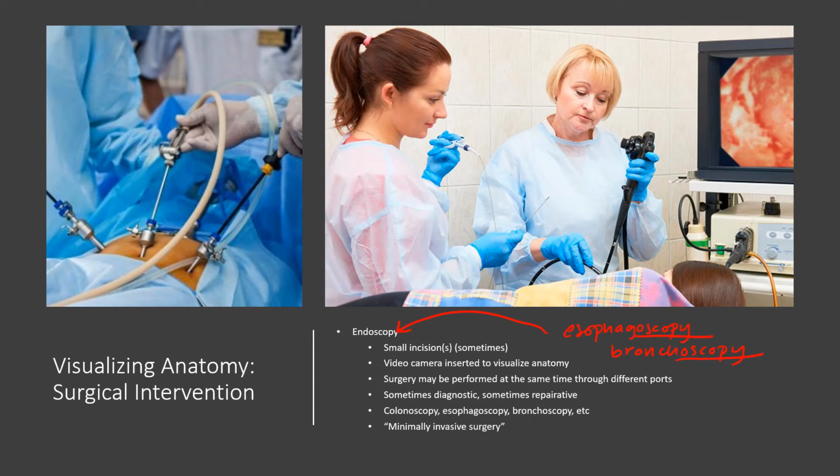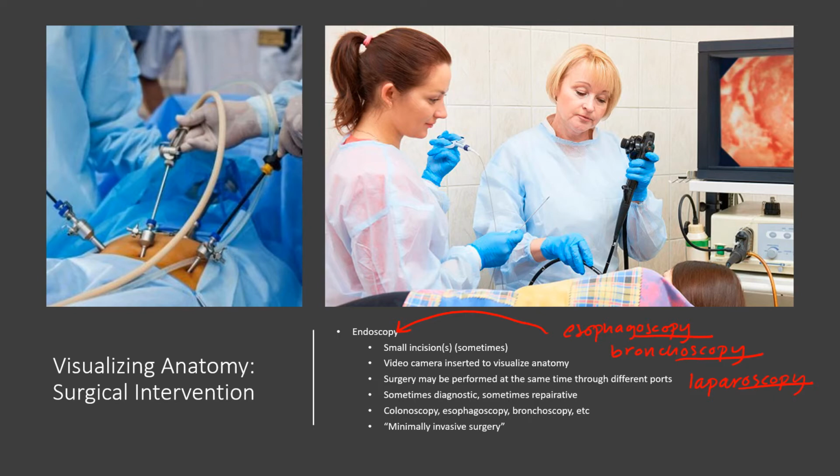Sometimes you are going to need to cut into a place. For example, if you're going to do a laparoscopy, that's an examination of the abdominopelvic cavity. There's not really a natural way to get in there exactly, so you're going to need to make a small incision to get in and see the inside of your abdominopelvic cavity. Sometimes you may do surgery at the same time while you're looking with the camera, but you'll use different ports.